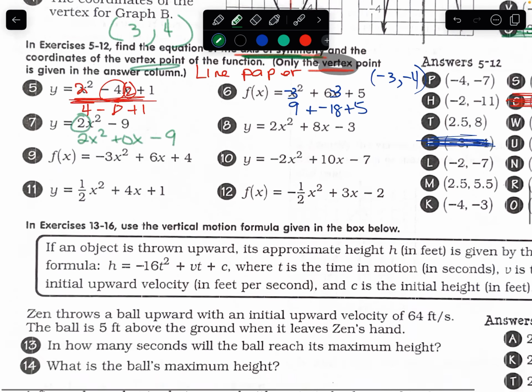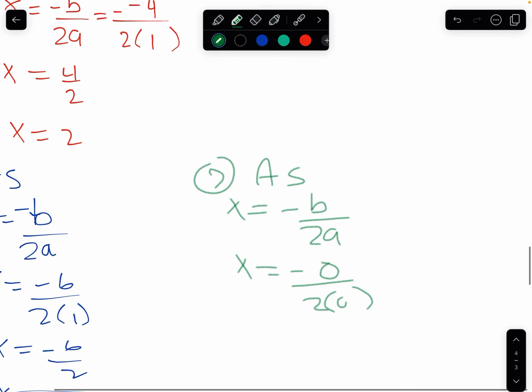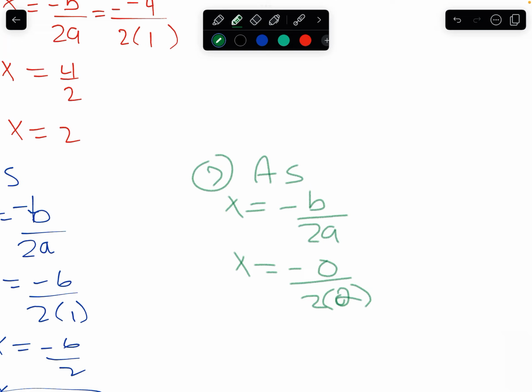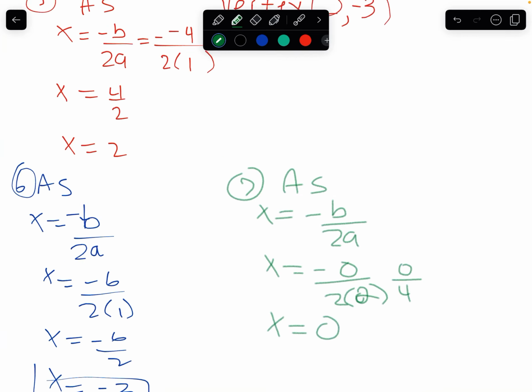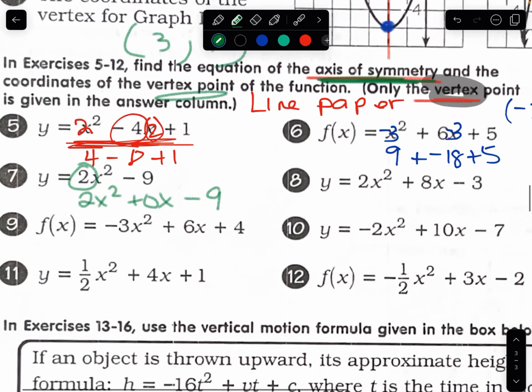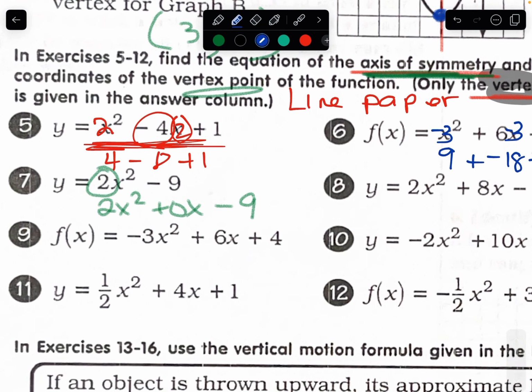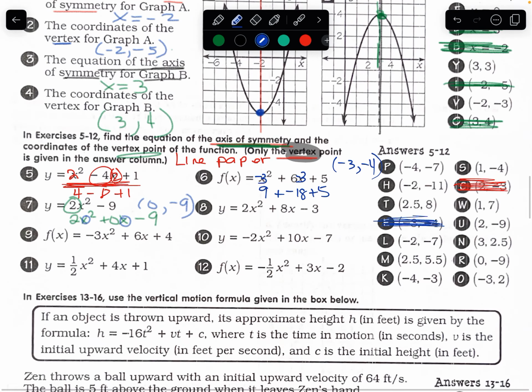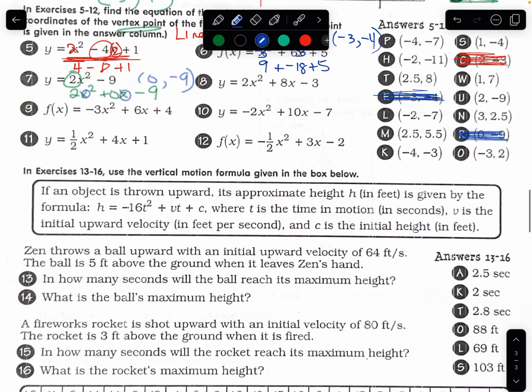A is 2 here in this case. So 0 divided by 4 is still 0, okay? X equal to 0. So x equal to 0. Put 0, 0, negative 9. Number 7. Okay. I hope you guys got this.